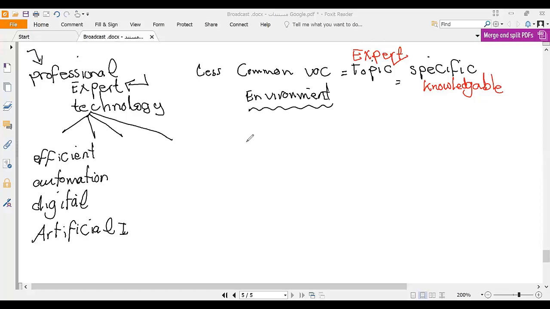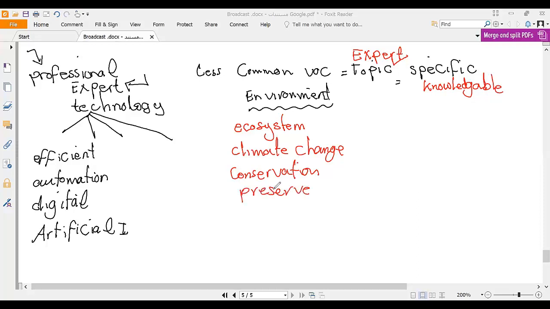experience. If we are talking about environment, we can use a word like ecosystem, which is used technically by environmentalists or the ones who are expert in environment. We can refer to climate change. Okay, we can use a word like conservation, preserve, deforestation.